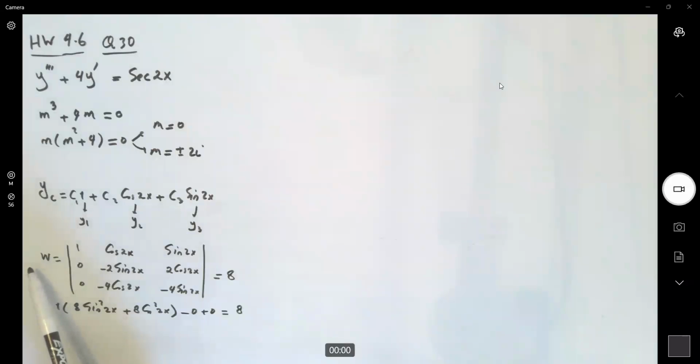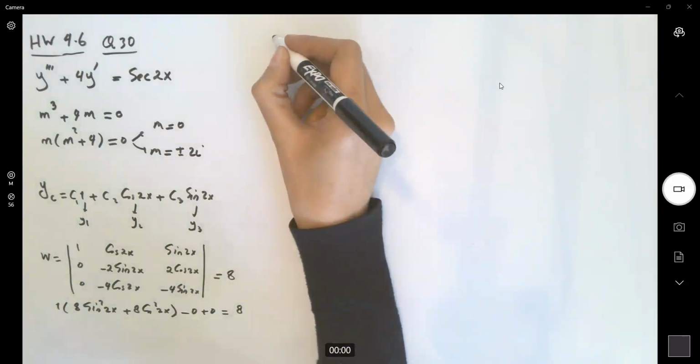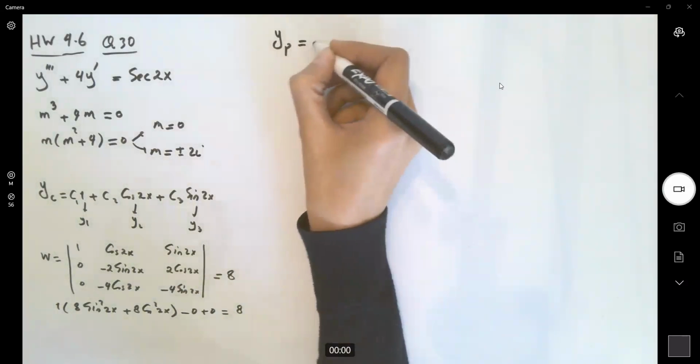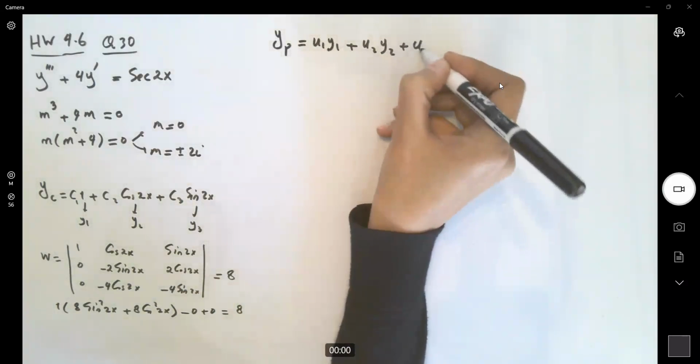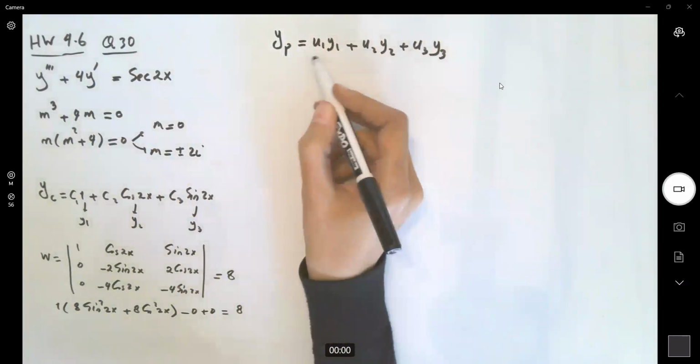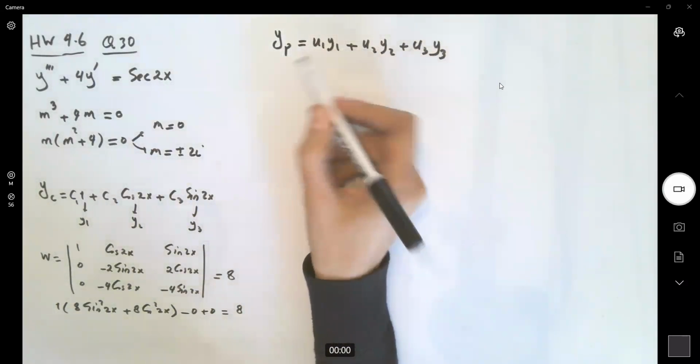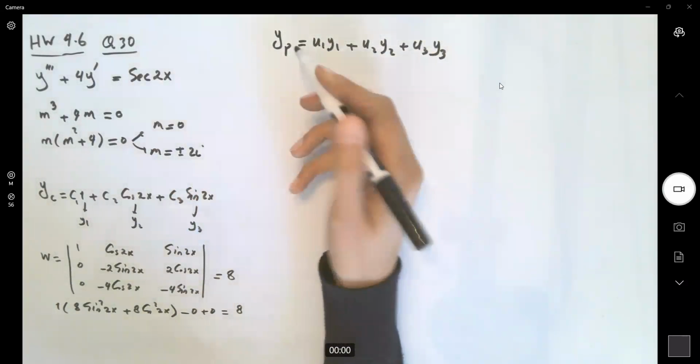We need to form the Wronskian: 1 and the derivatives of 1, they are 0; cosine 2x and the derivatives of cosine 2x; and sine 2x and the derivatives of sine 2x. If you find the determinant, it's just 8. Now we know that y sub p is u1 y1 plus u2 y2 plus u3 y3. We need to find u1, u2, u3. We already have y1, y2, and y3.